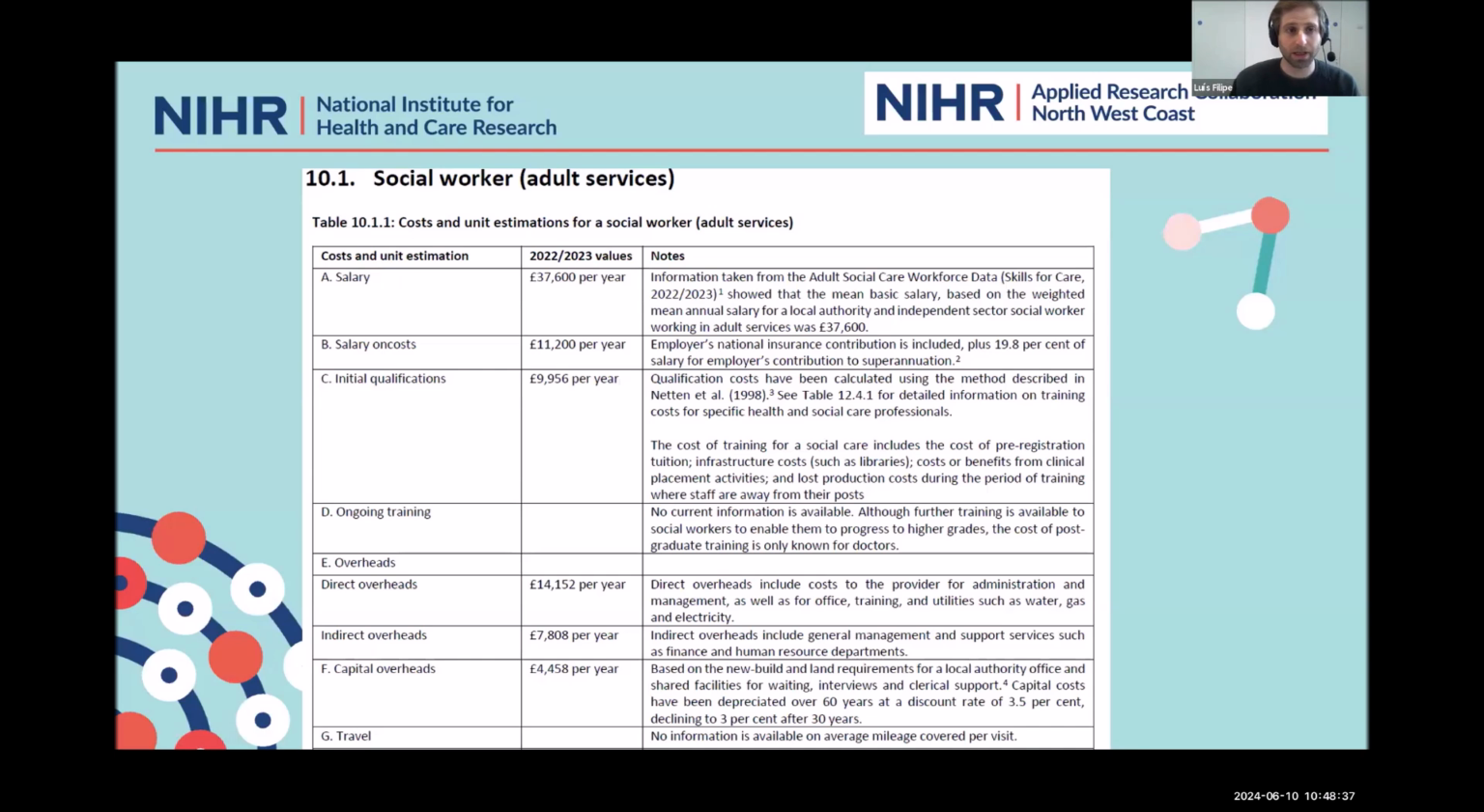And you can see that they are going to be detailed. So you have the salary, you have the salary on-costs, you have the initial qualifications, you have ongoing training, you have overheads: direct overheads, indirect overheads, capital overheads, and travel. So for Trevor, you can see that you do indeed count the qualifications or training.